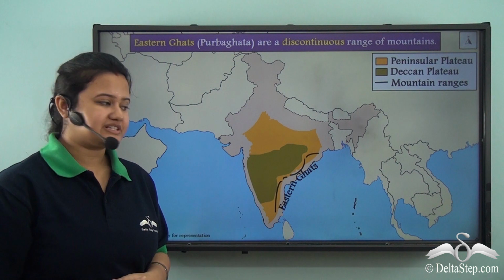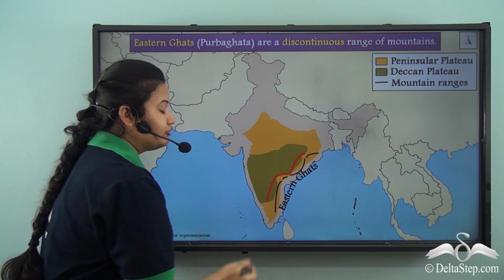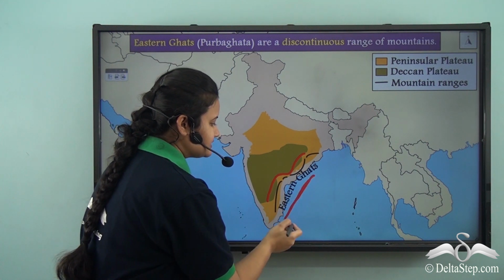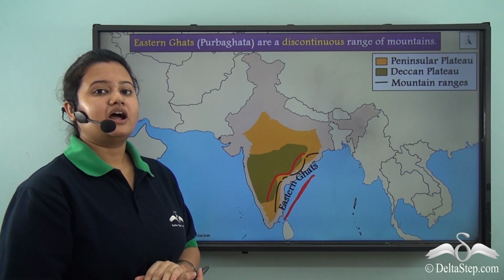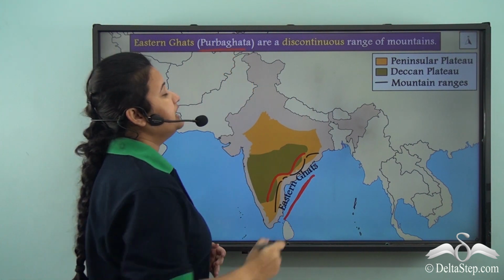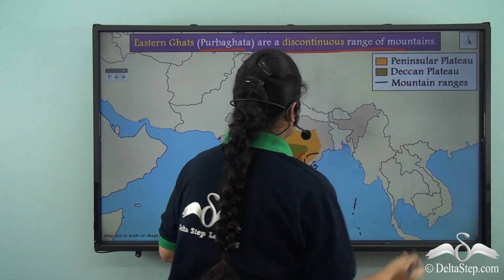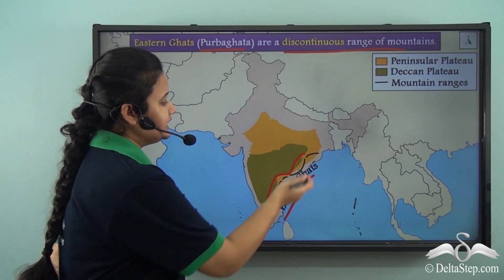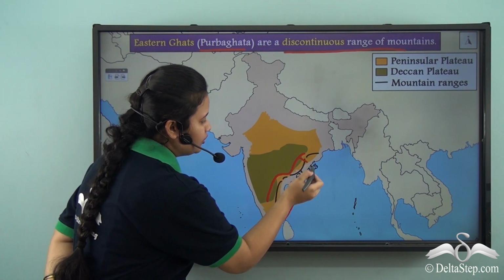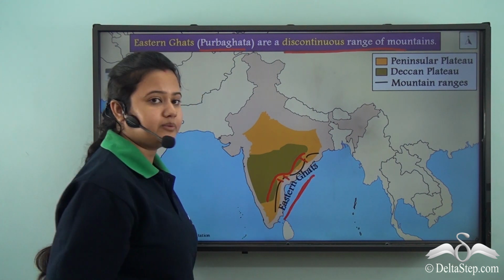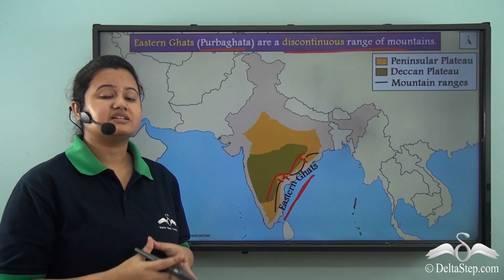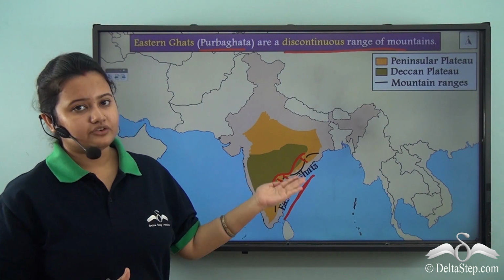As mentioned previously, the eastern edge of Deccan Plateau is bounded by Eastern Ghats. Eastern Ghats are also known as Purba Ghat, and it is a discontinuous range of mountains, as we can see here. See, the Eastern Ghats is not a continuous range, rather it is broken and dissected at several places. So therefore, unlike Western Ghats, Eastern Ghats is a discontinuous mountain range.